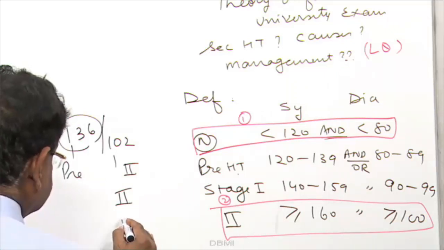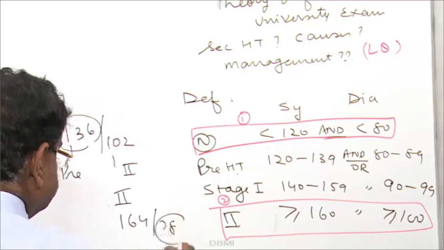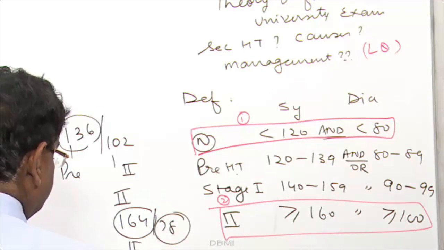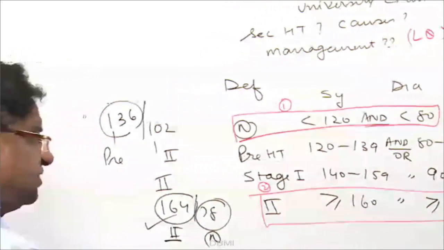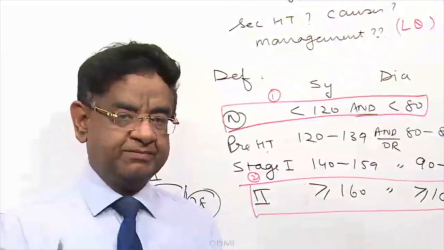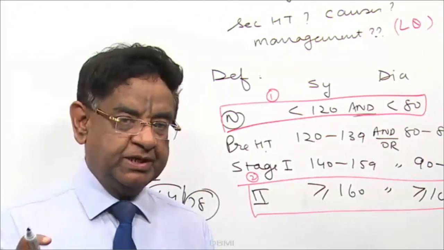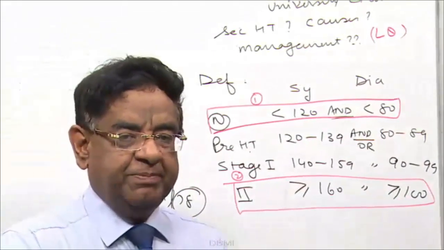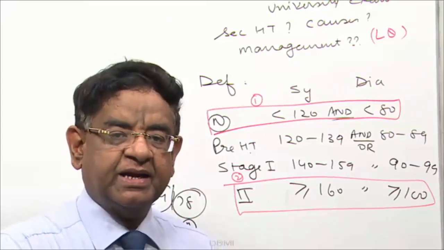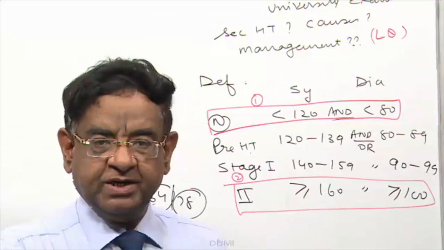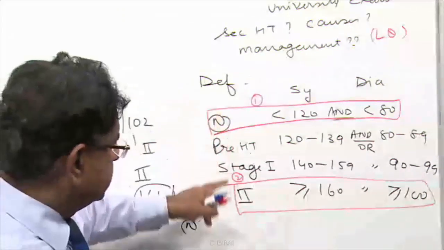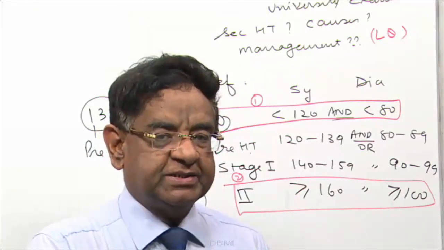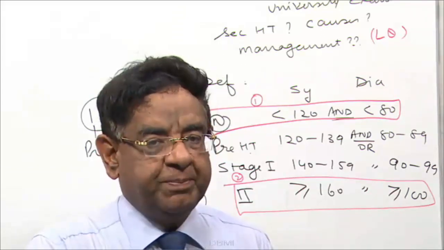Suppose we get a patient like this, 164/78. This is stage 2 and this is normal. So we'll again call this a case of stage 2. So the message I want to convey is an important MCQ: if you are getting two values which come into different categories, the patient's BP is taken as whichever is the higher category. Got it? So we got three MCQs. First was normal, stage 2, and if you get any figures like this, whichever is the higher figure is the BP of that patient.